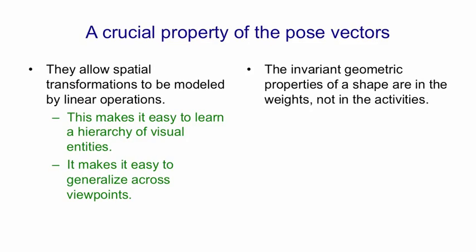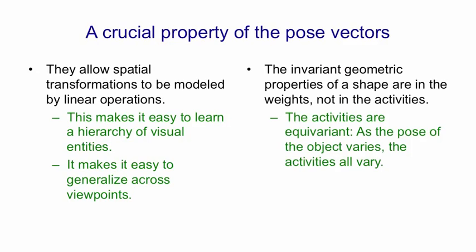What's going to be invariant is the weights. It was the weights that represented the relationship between a part and a whole, like Tij on the previous slide, and those don't depend on viewpoint. So we want to get the invariant properties of a shape into the weights, and we want to have the pose vectors in the activities, because when we change viewpoint, all those pose vectors are going to change.